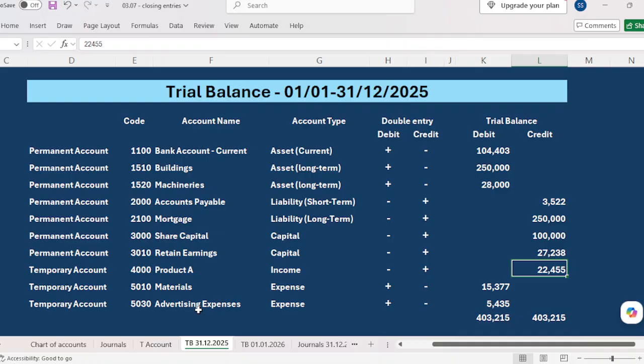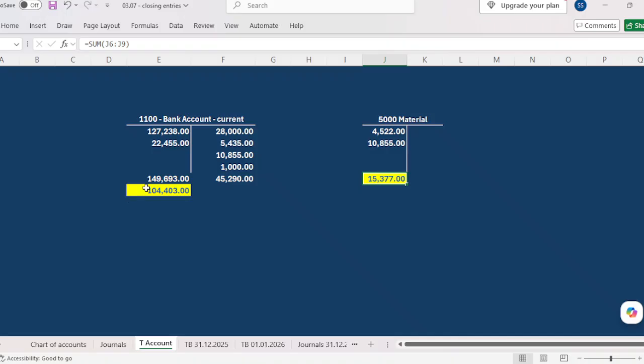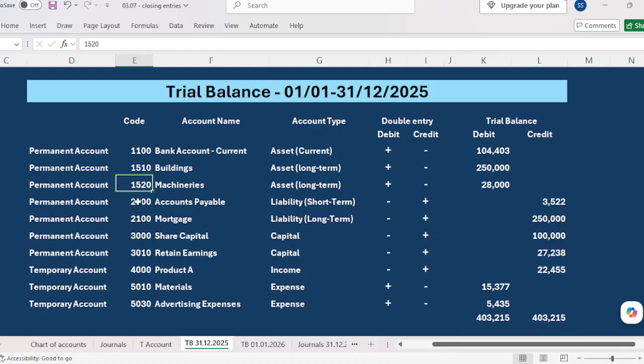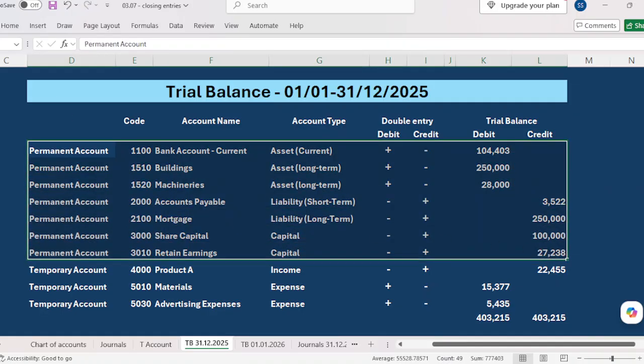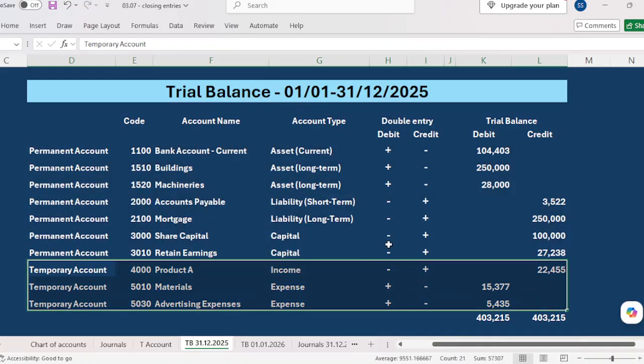And this is my example for this presentation. My trial balance from the 1st of January to the end of December has bank for 104,403, which is the balance of the T account. I have building, machineries, account payable, mortgage, share capital, retained earnings. These are permanent accounts that are going inside the balance sheet. After this, I have the temporary accounts that create the income statement.